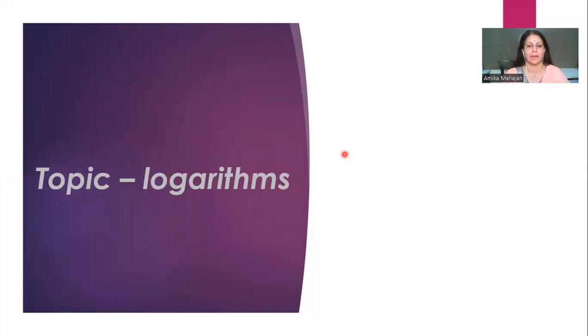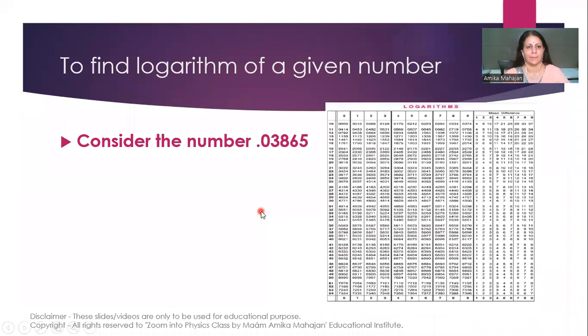Last video I taught how to find log using the log table. Now in this video we will do some practice. Suppose I have the number 0.03865. This number is less than 1 but positive, so I have to convert it into standard form.